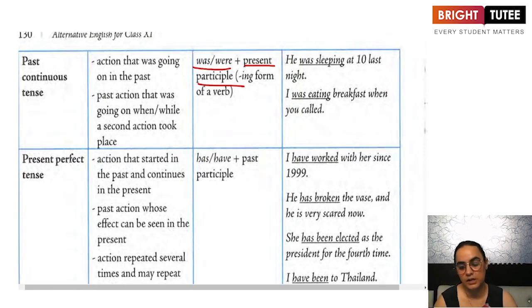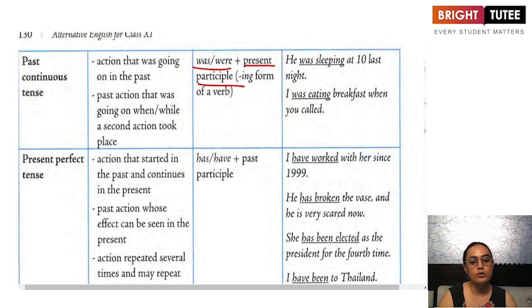The first usage of the past continuous tense is to talk about those actions that were going on in the past. For example, if I say, my brother was sleeping at 9 p.m. last night. My father was doing a video call with his brother today morning. My mother was going through a recipe. So, something that was going on in the past.